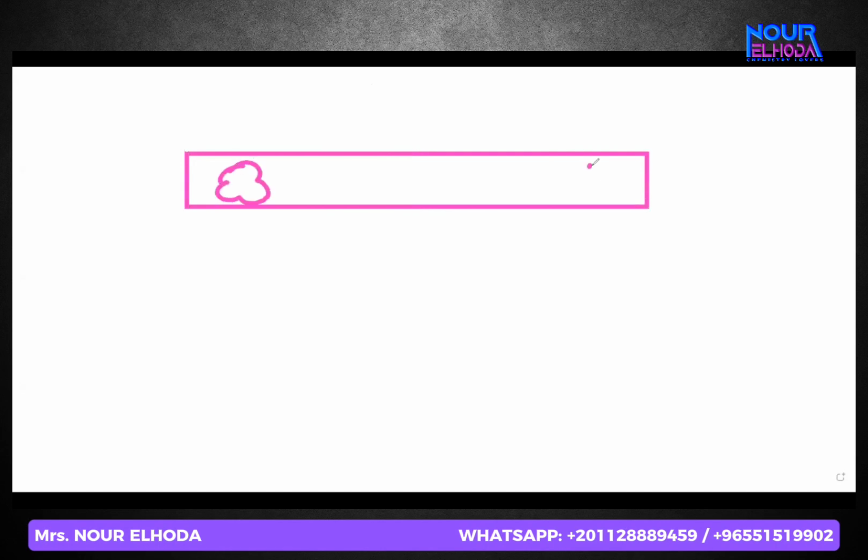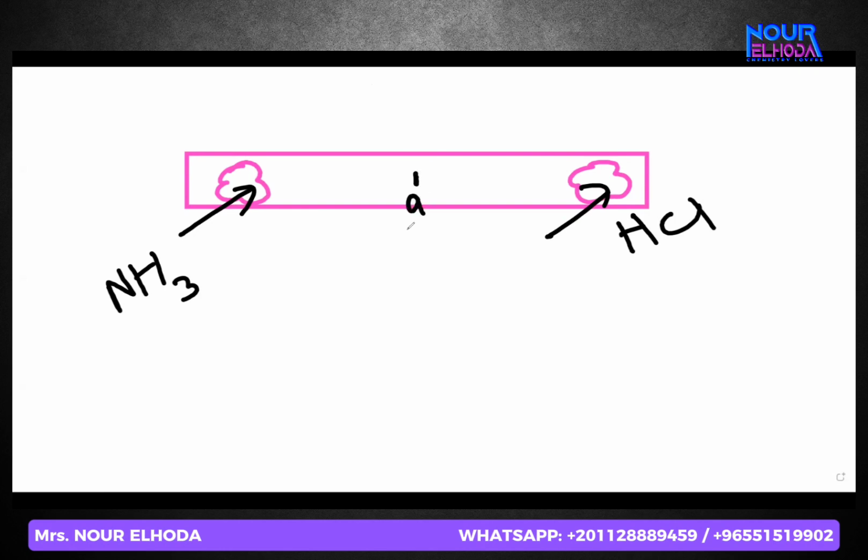Okay, imagine with me. I'm going to put here a piece of cotton, here again another piece of cotton. Here this is HCl, and this is ammonia. I'll make it like the PowerPoint. Here ammonia, here HCl. They are going to meet together and form NH4Cl. But where is it going to be formed? Is NH4Cl going to be formed here, or here, or here, let's say?